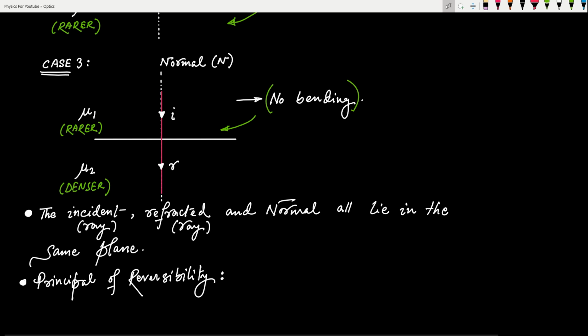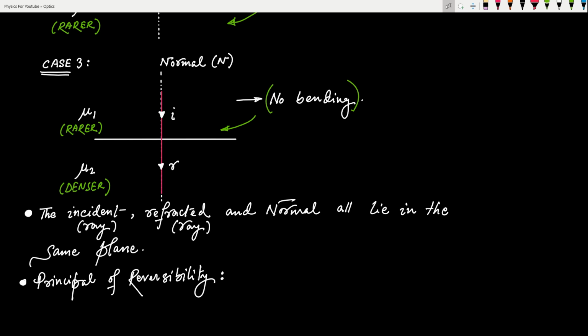Now the fourth point is that the incident ray, refracted ray and normal all lie in the same plane. The same concept that we have learnt in the laws of reflection, that the incident ray, the reflected ray and the normal all lie in the same plane. In the case of refraction, the incident ray, the refracted ray and the normal all lie in the same plane. So simple as that. I have nothing to explain here.